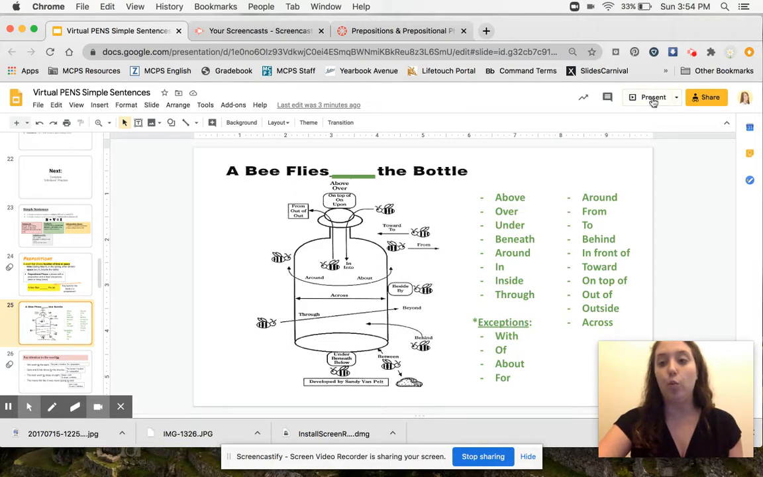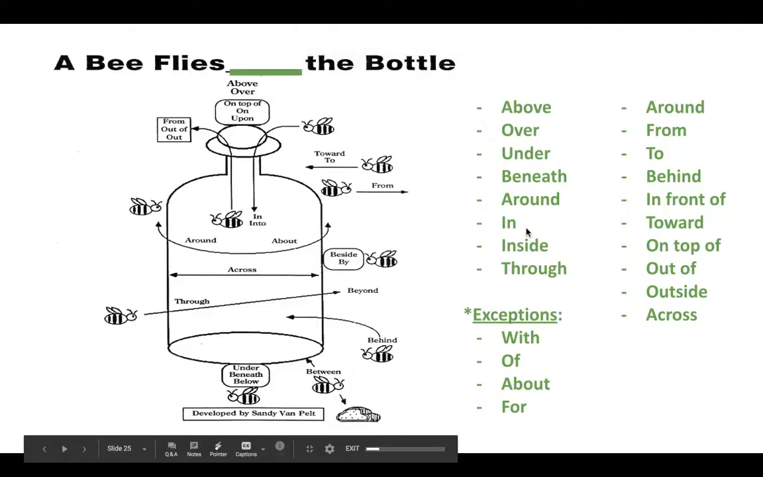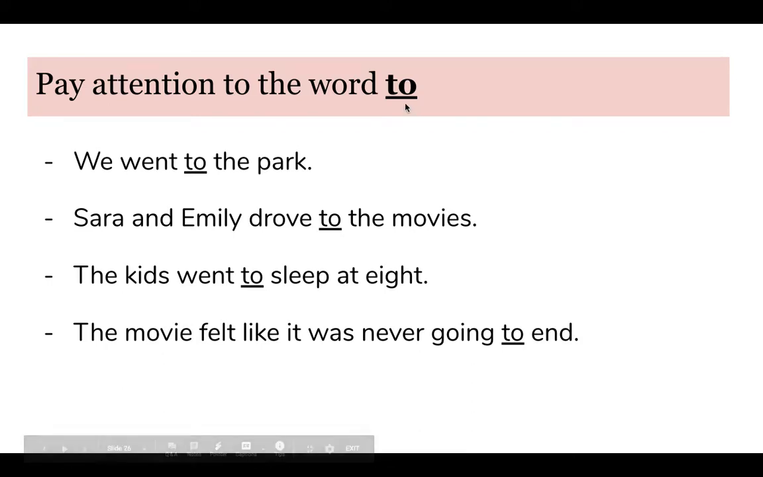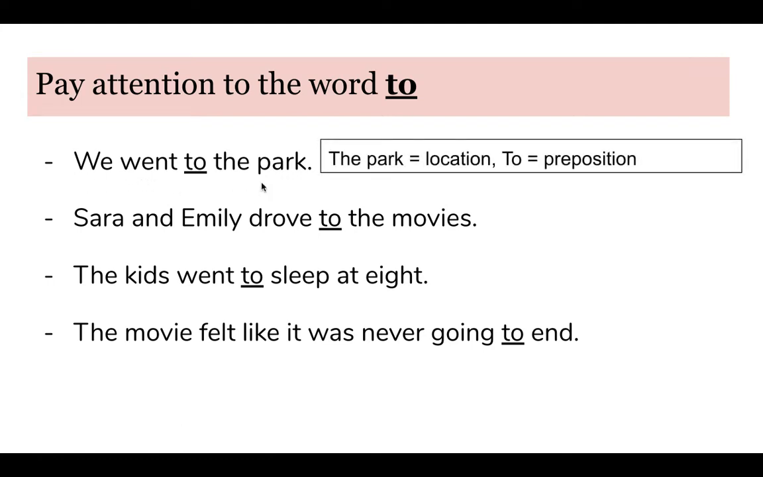Okay, the one that can be a little confusing is the preposition to. So we can say the bee flies to the jar, which is totally normal, but you have to watch out for that word to because it also can be an indicator of an infinitive. So if we look at these examples carefully, we have we went to the park. The park is a location, so that makes to a preposition, not part of an infinitive.